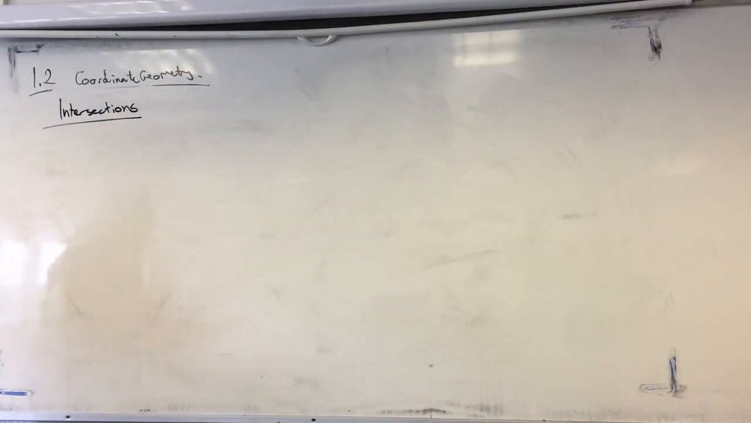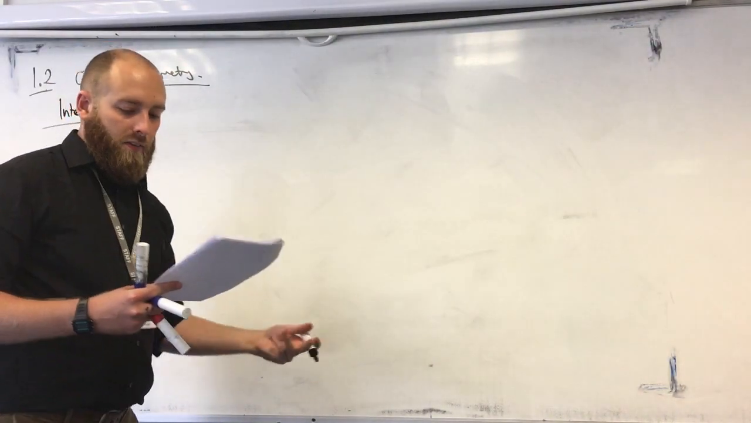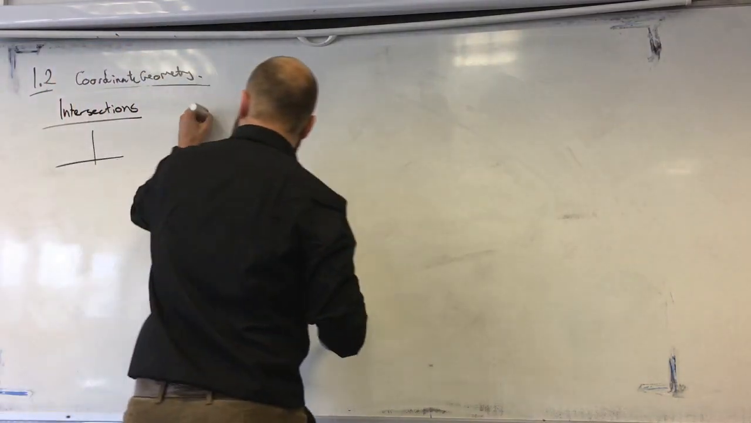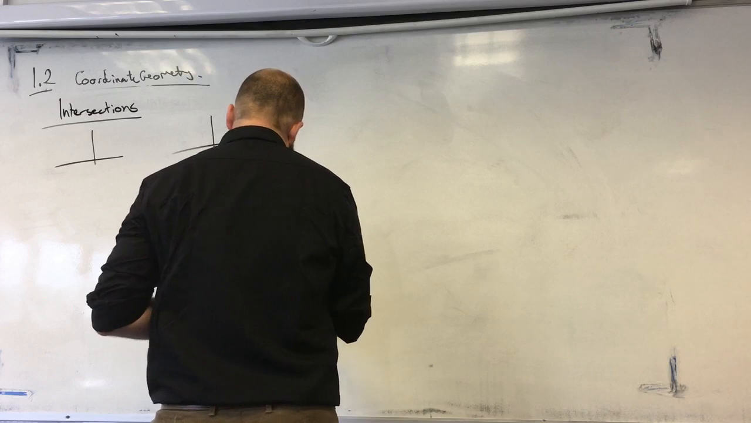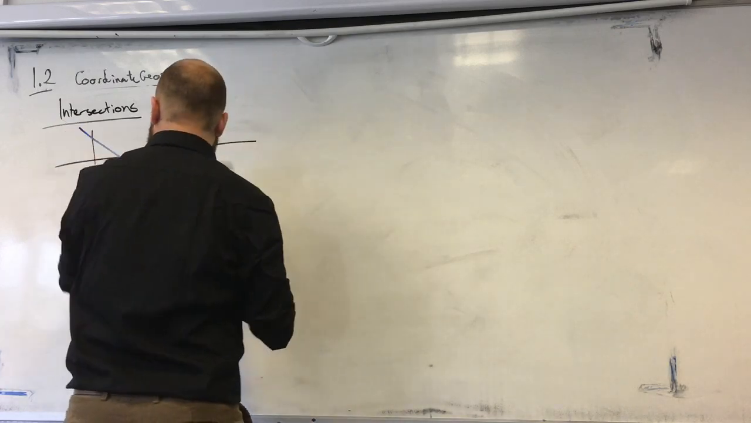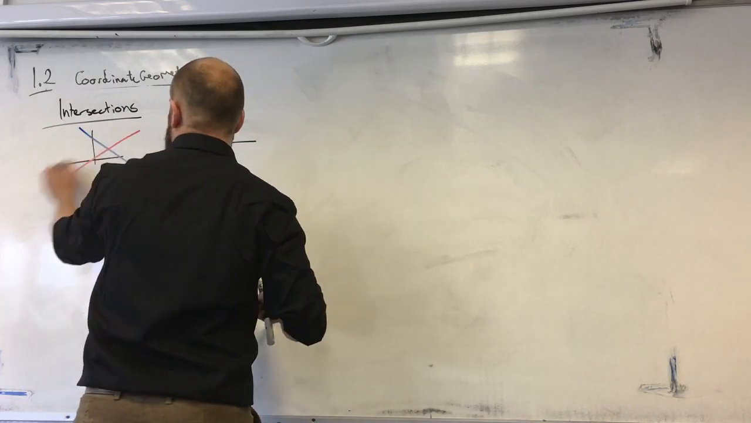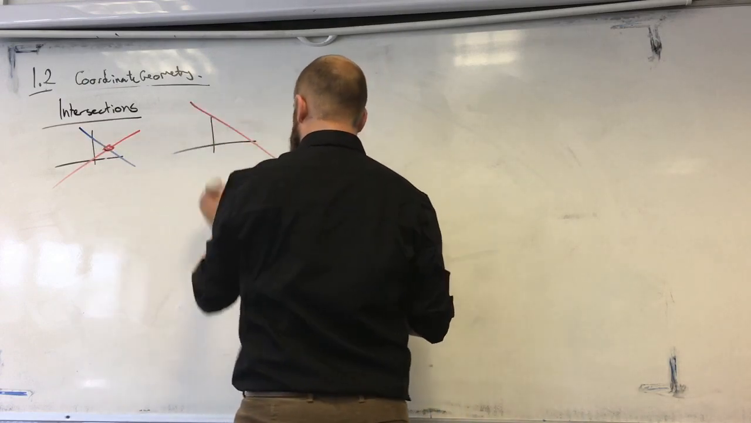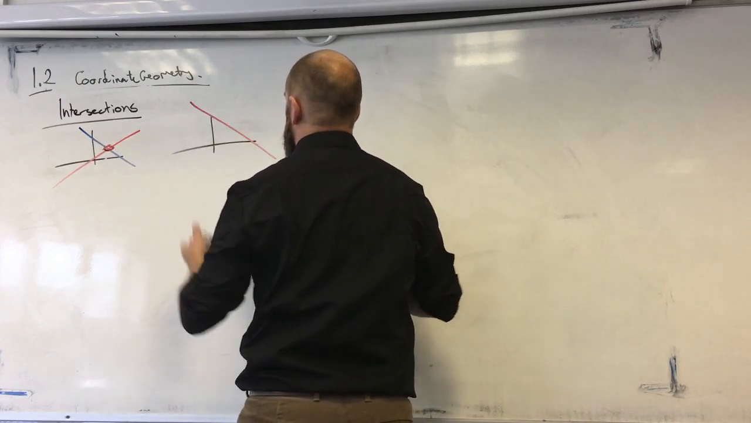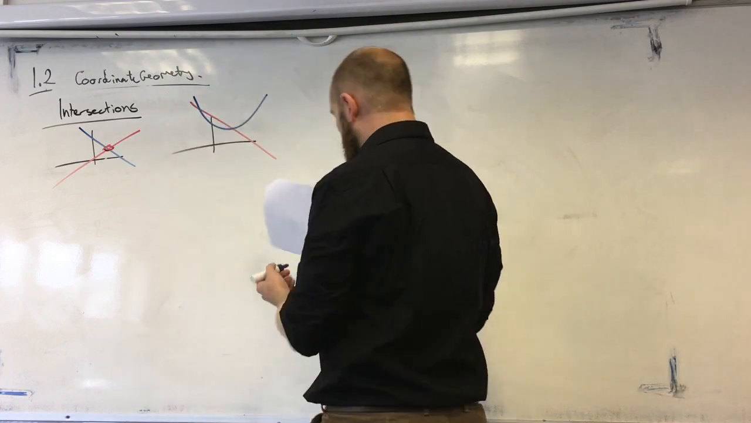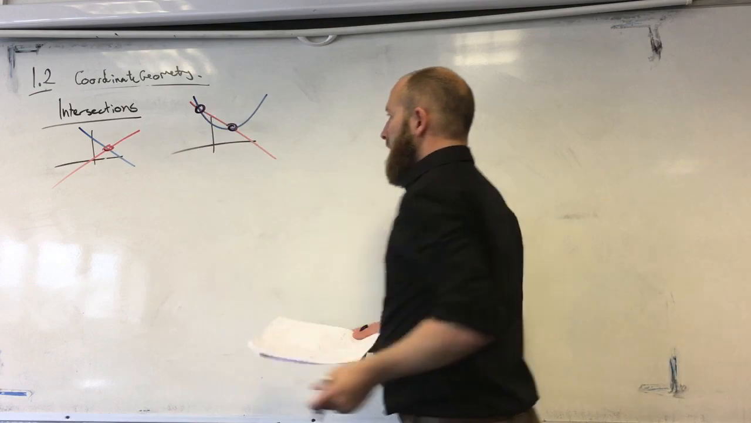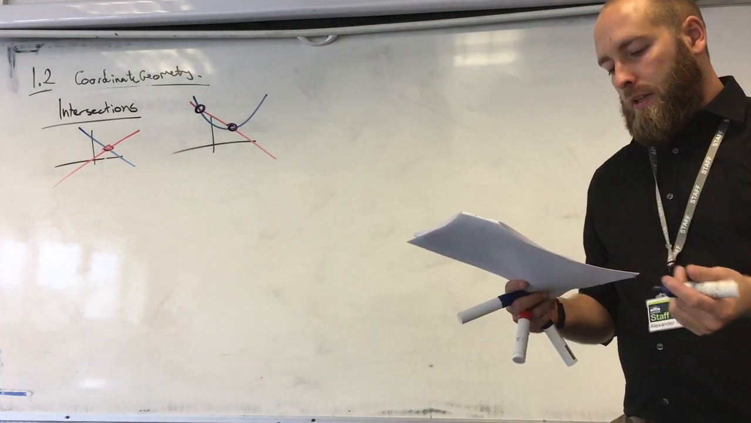Okay, intersections, we said before, is where two lines meet, or where a line and a curve meet, or anything like that. So if I just do a quick sketch, a couple sketches in fact. An intersection could be something like that, where two lines meet, or it could be something like that. So this is a curve meeting a line, and there are two intersections. So we need to be able to find out where these are.